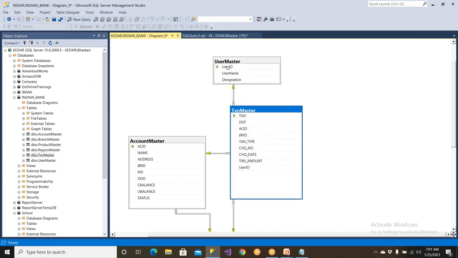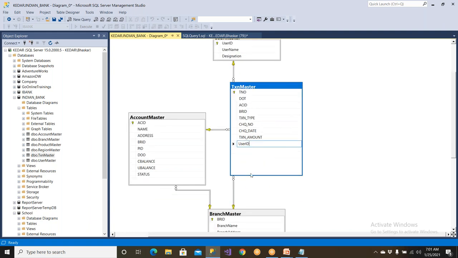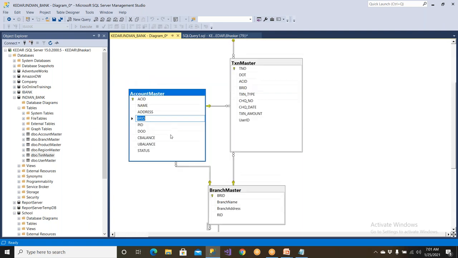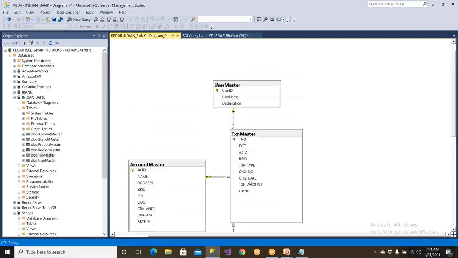So this user ID is a foreign key here. Then this branch ID is a primary key. Again, branch ID, it is a foreign key there. Again, this branch ID is a primary key there. This branch ID is a foreign key there. And this account ID is a primary key. This account ID is a foreign key there. So this is a foreign key symbol, right? This is a primary key symbol, right? So this is a primary key symbol and this is a foreign key symbol.